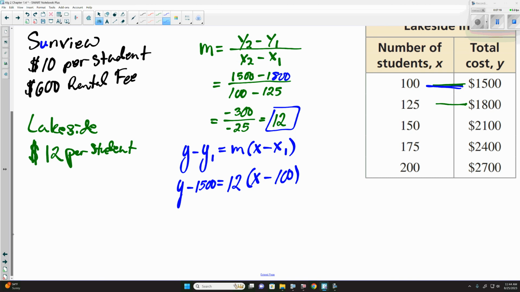Okay. Now the last thing we need to do is get y by itself. We need to get this back into y equals mx plus b. And the first thing we can do is multiply by 12. Well, 12 times x is 12x. We will still have our negative, and 12 times 100 is 1200.